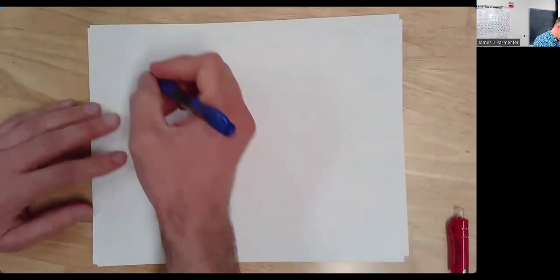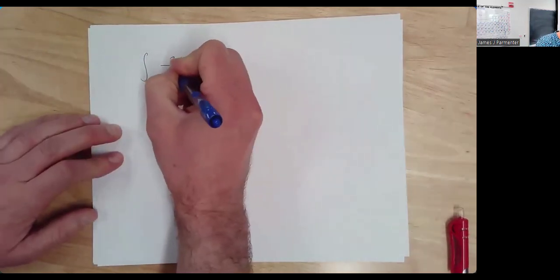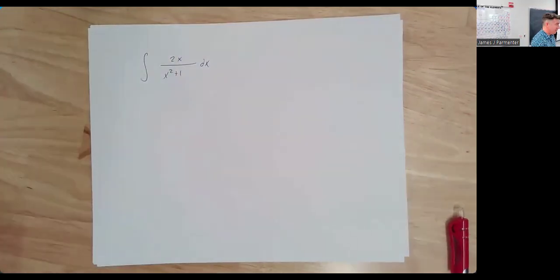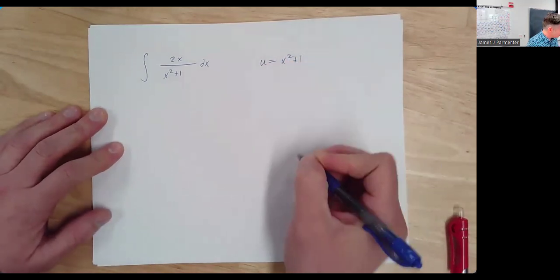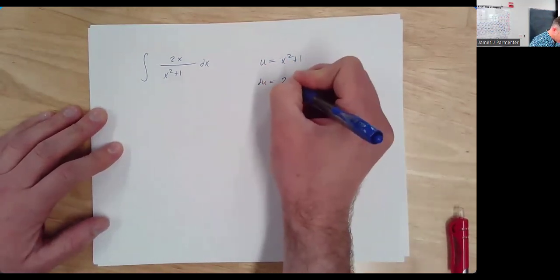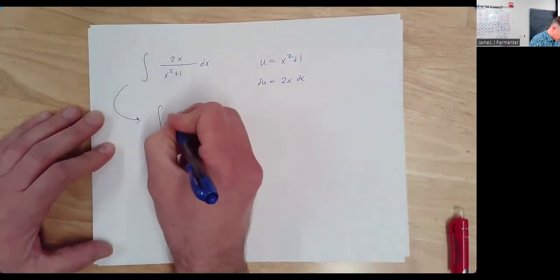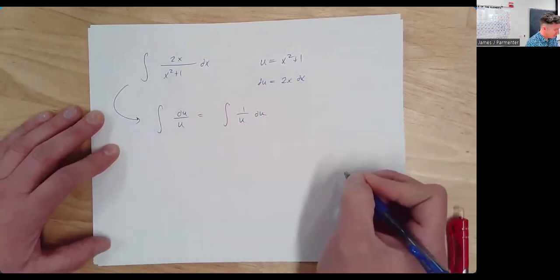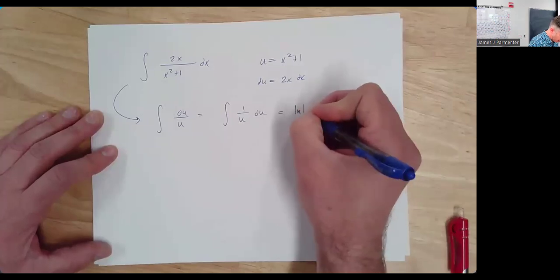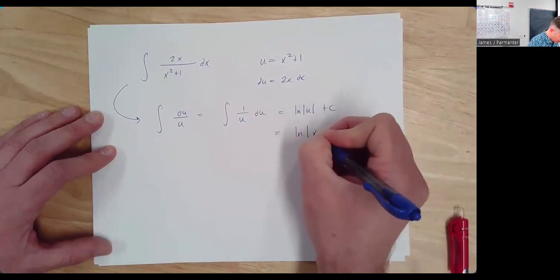If I was trying to find the integral of, I'm going to make it real easy, 2x over x squared plus 1, then the answer is going to be the natural log of something. If we do the u-sub and let u equal x squared plus 1, our du is exactly 2x dx, and this integral becomes the integral of du over u, which is exactly the natural log of the absolute value of u plus c, which is the natural log of the absolute value of x squared plus 1.